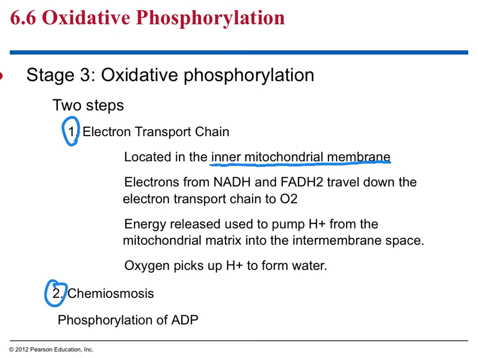So when those electrons make their way to that inner mitochondrial membrane, the electrons get passed off from one protein to the next, to the next, to the next, and there's a little bit of energy produced. So electrons from NADH and FADH2 are traveling down that transport chain ultimately to oxygen. Oxygen, remember, is going to be the terminal electron receptor. When those electrons are passed off as they go through that electron transport chain, energy is released.